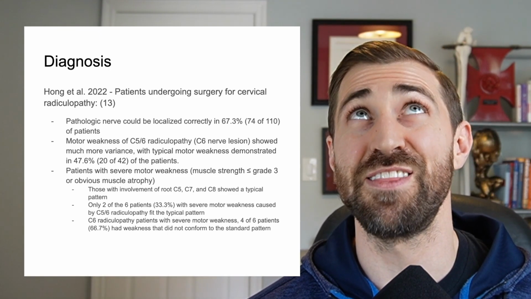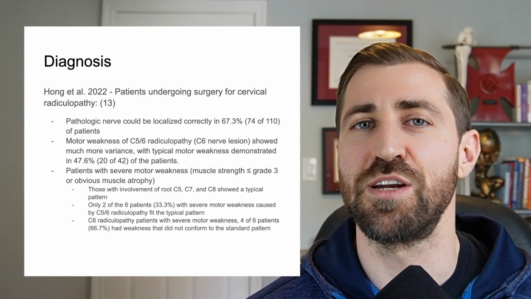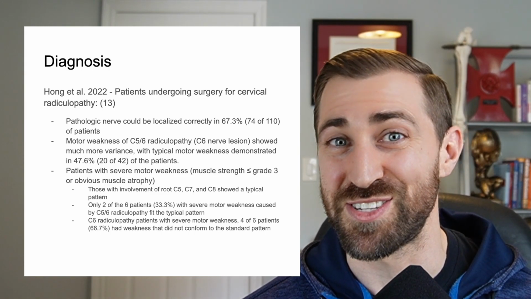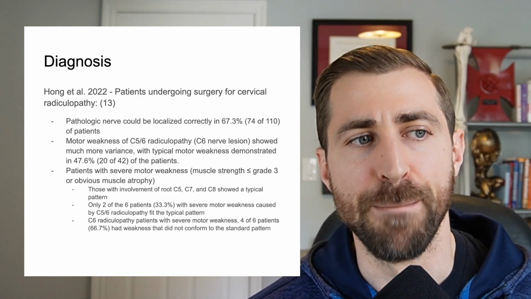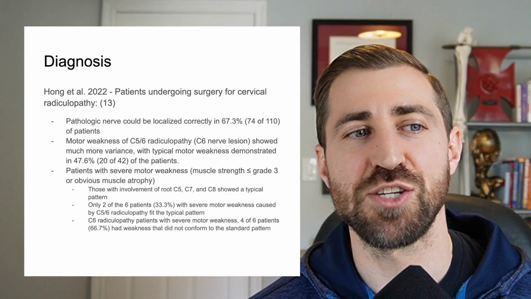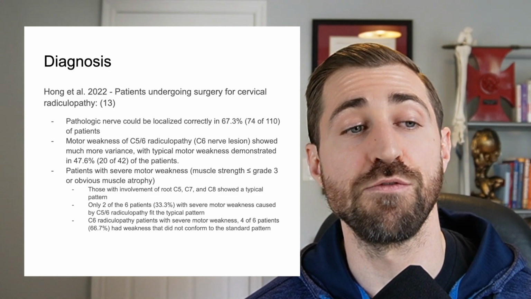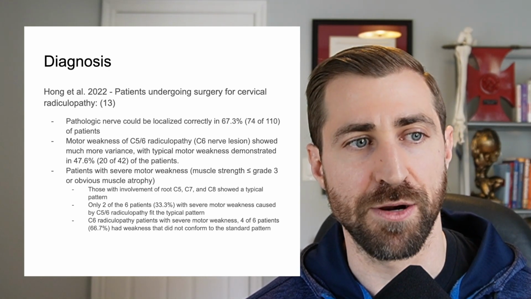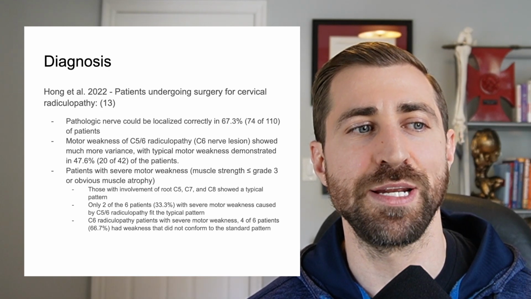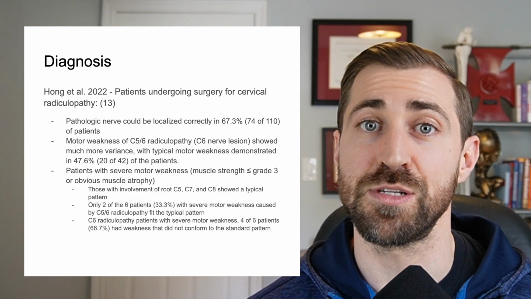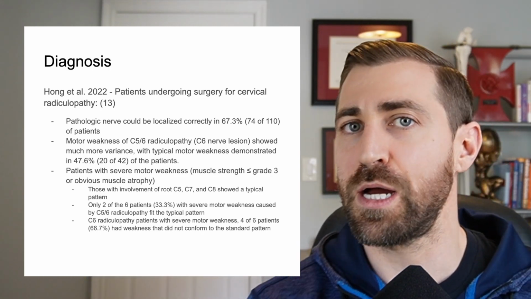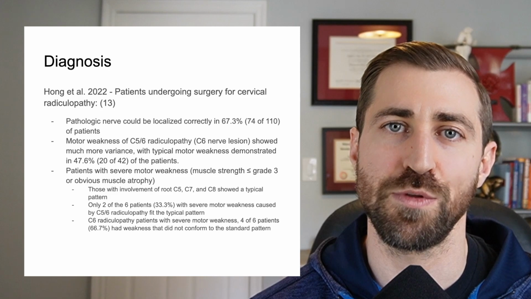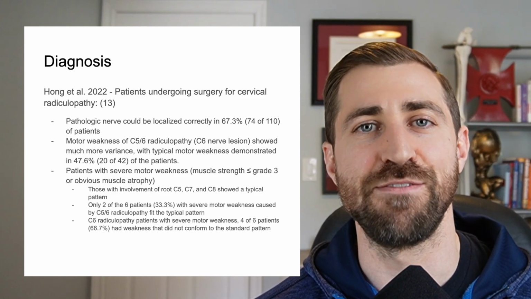Although, at least in this study, we could only be certain in around 67% of those patients, right? So again, not a perfect science. In this study, motor weakness of C5, C6 radiculopathy, so a C6 nerve root lesion, showed much more variance, with typical motor weakness demonstrated in 47% of the patients. So in this study, the assessment of C5 shoulder abduction didn't have a very good correlation with an actual injury to the C5 nerve root.